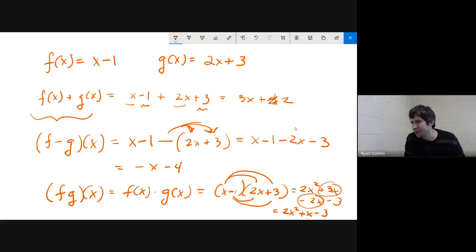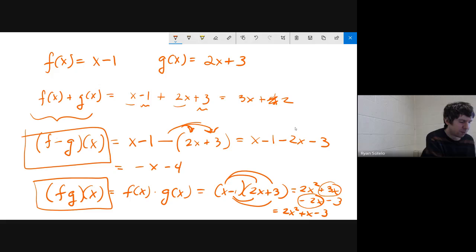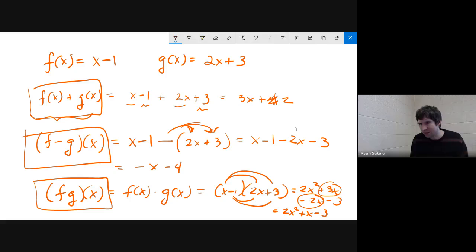Is that okay? The main thing is that you have this slightly different notation. And it just means, like, when I put a plus here, that's the same as what I have up here. It just means add the functions, subtract the functions, or multiply.